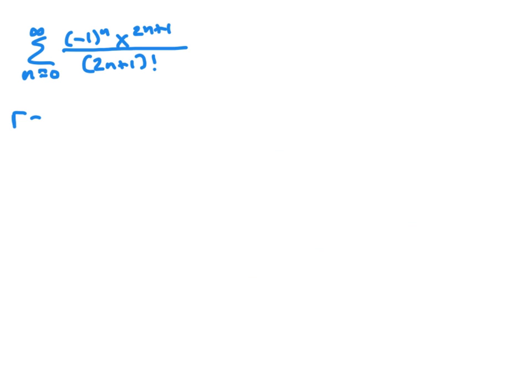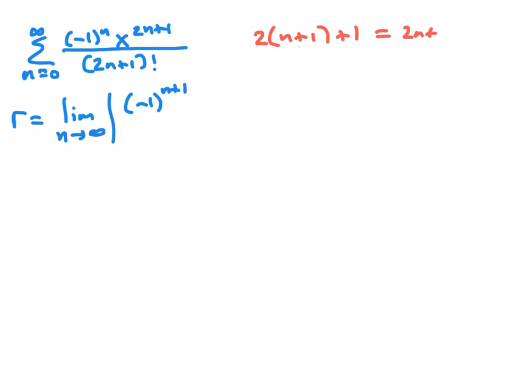So to do this, we find the value of r, which is the limit as n approaches infinity of the absolute value of a sub n plus 1 divided by a sub n. In this case, a sub n plus 1 will equal negative 1 to the n plus 1. And then for our exponent, we need to replace n with n plus 1. And so we have 2 times n plus 1, quantity plus 1. And so this would be 2n plus 3 once we distribute the 2.